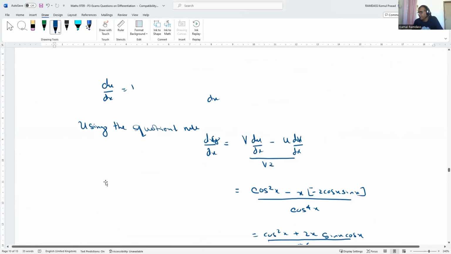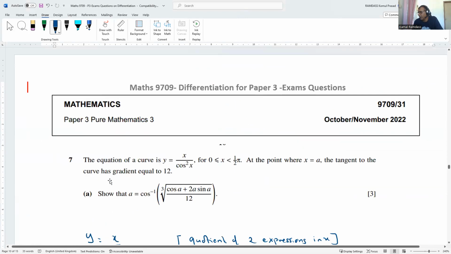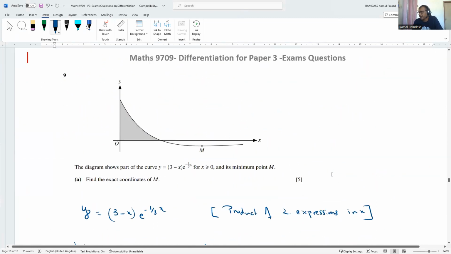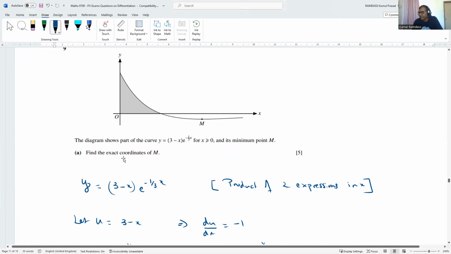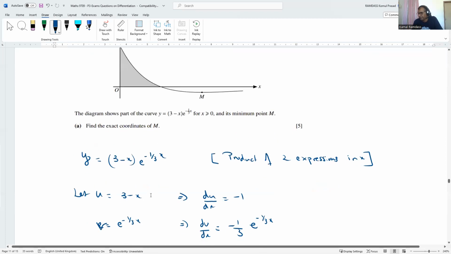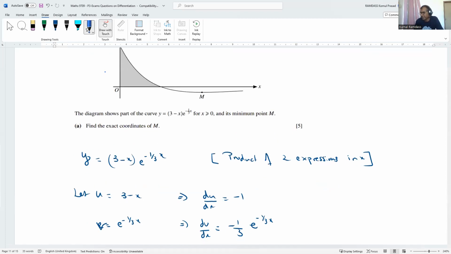Bon, même papier, ça veut dire papier 3, version 1, octobre-novembre 2022. Et question numéro 9. The diagram shows part of the curve y is equal to 3 minus x, e to the power of minus 1/3 de x for x greater than 0 and its minimum point at M. Find the exact coordinates of M. We'll find dy by dx, we'll equate to 0. OK. Ça, principe là. y is equal to 3 minus x, e to the power of minus 1/3 de x. OK. And product ça.